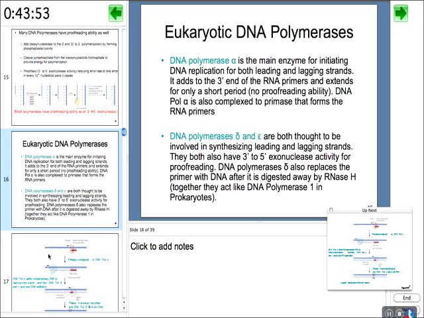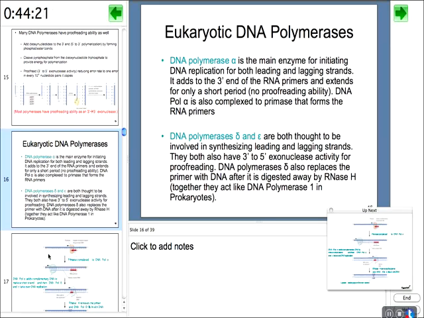Now, if we look at delta and epsilon here, DNA polymerase delta and epsilon are both thought to be involved in synthesizing leading and lagging strands. So they're the replacements for alpha. Alpha starts, alpha gets out of the way, and allows delta and epsilon in. They both have proofreading ability. They both can do their exonuclease activity, cutting out anything that was wrong.